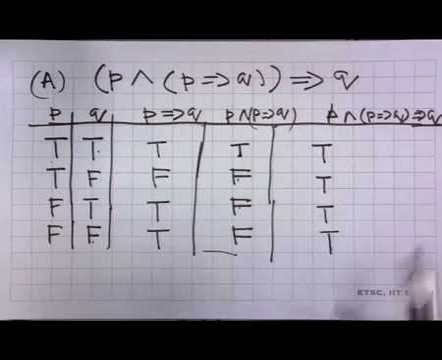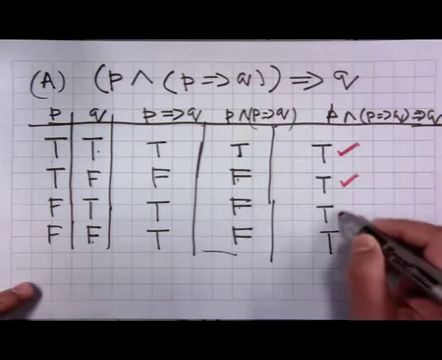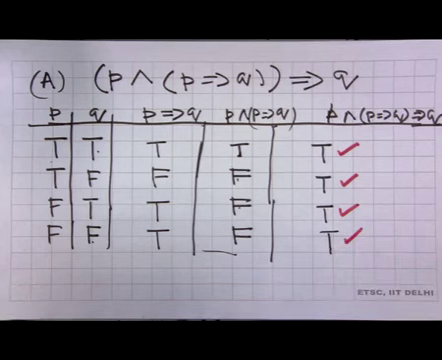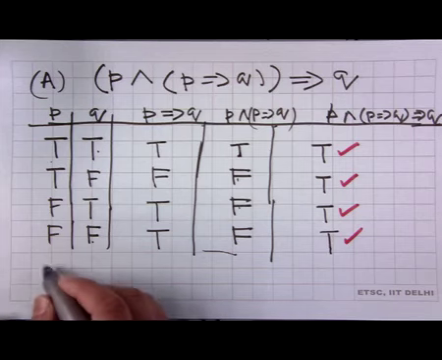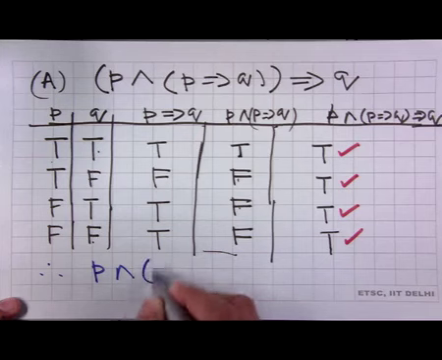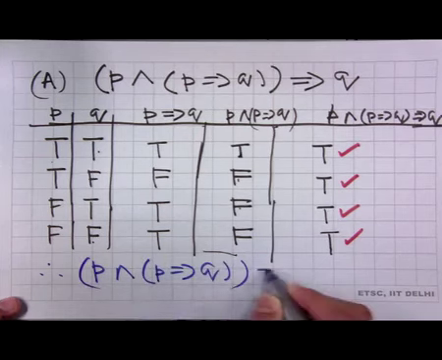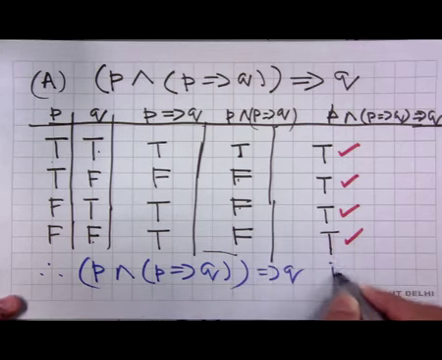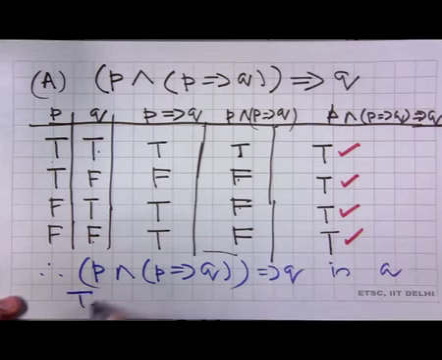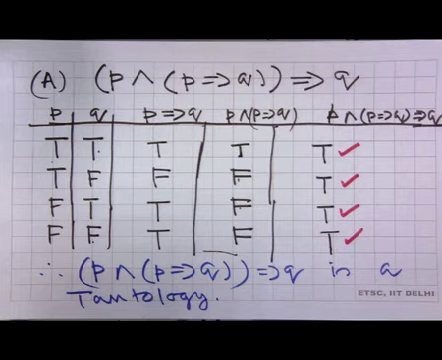And here we find that for all the possible cases, these are all true. What does it suggest? It suggests that P and P implies Q implies Q is a tautology. Let me look at the second problem.